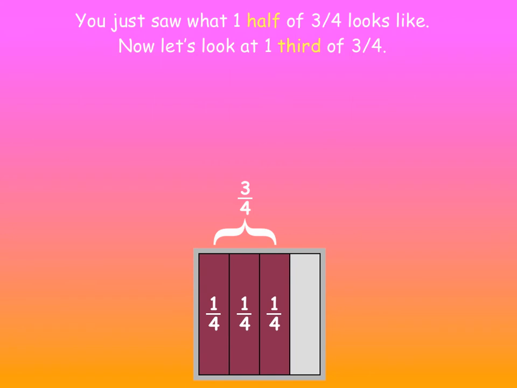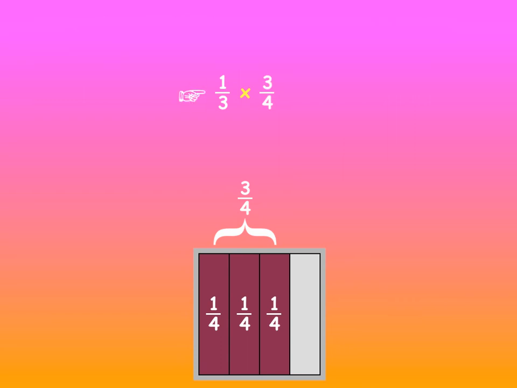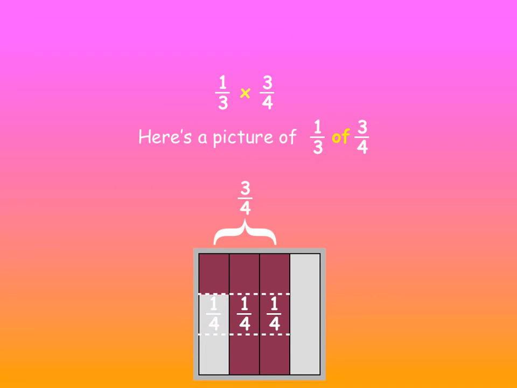Let's take a look at 1/3 of 3/4. Okay, our picture down below, we have 3/4 already. How will we show 1/3 of that? Let's see. We'll cut all the colored sections into 3 parts each. We'll take 1/3 of that 1/4. Now it is 1/3 of 1/4.